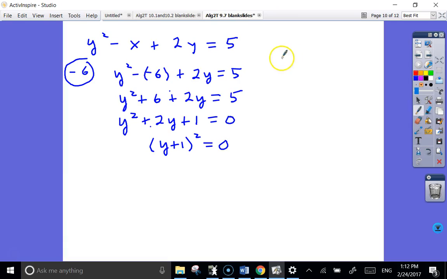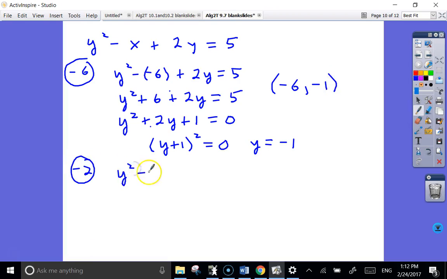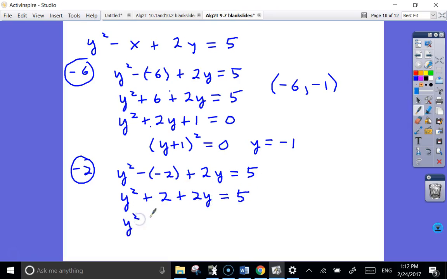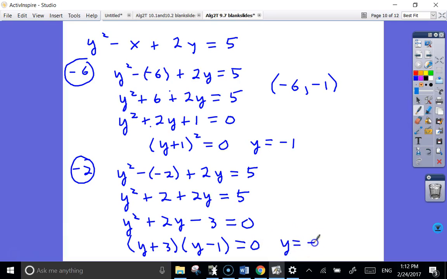So what is the value of y? Y equals negative 1. So the point that comes from that is (negative 6, negative 1). Then we have to do the negative 2. Y squared minus negative 2 plus 2y equals 5. Y squared plus 2 plus 2y equals 5. Y squared plus 2y minus 3 equals 0. And lo and behold, that is factorable too: y plus 3 times y minus 1 equals 0. So y equals negative 3 or positive 1. So that's 2 points: (negative 2, negative 3) and (negative 2, positive 1).